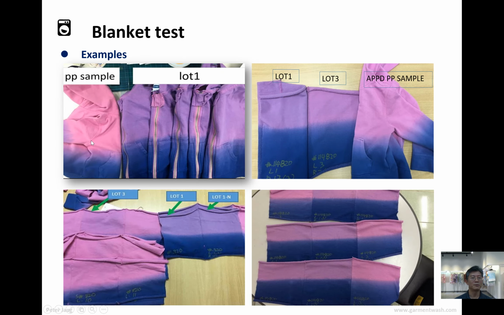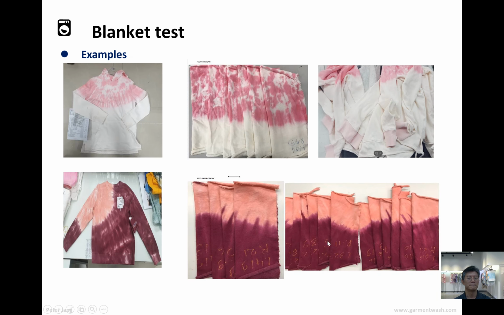Another example: the samples are here, they didn't do a blanket test and started bulk production, and the first lot has a contamination problem like that. They did a blanket test, but they handled it lot by lot separately, so the fabric mill did not admit there were problems. Later they made a blanket like that, and found out that within one blanket there was shade variation. After that, the fabric mill admitted the problems and replaced the problem quantity.